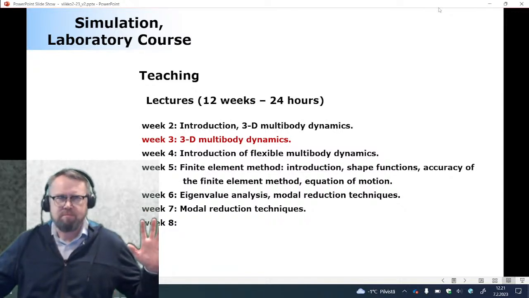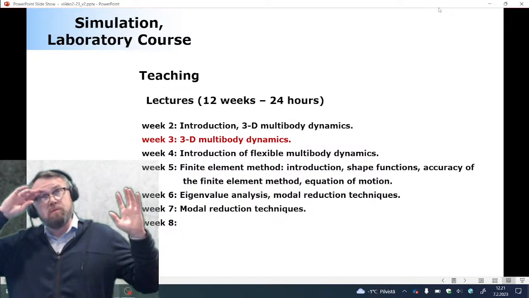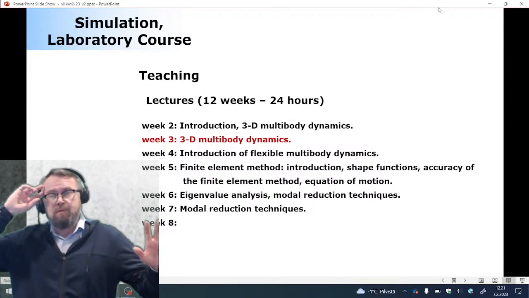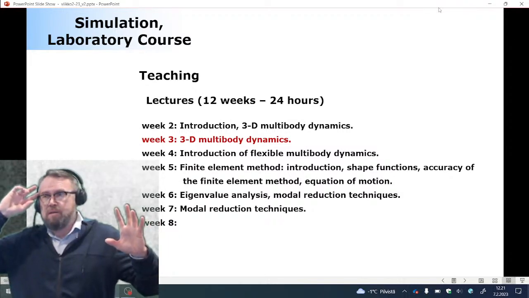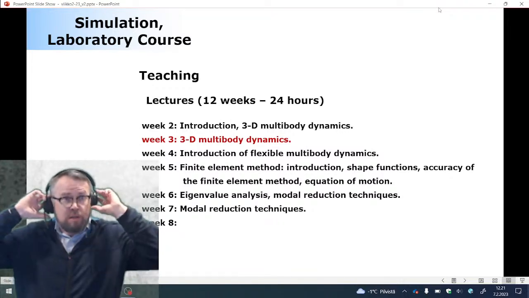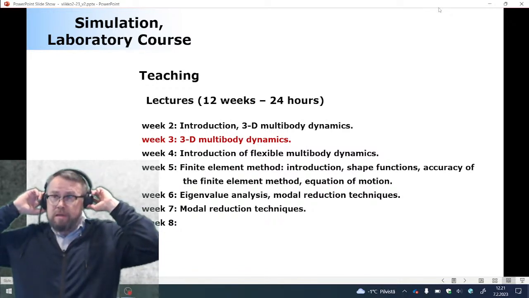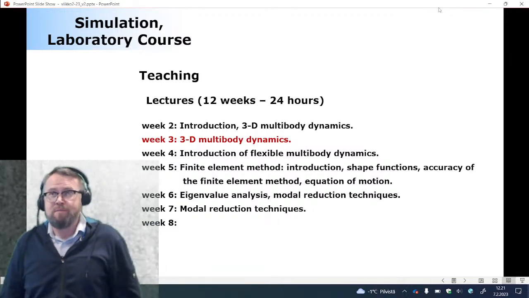I don't know what the name of the course is, but are you familiar with the finite element method? You have heard about it. So where did you hear about it? What course did you learn that method in? Bachelor degree. So already you learned it in a high school, right? Already a long time ago.